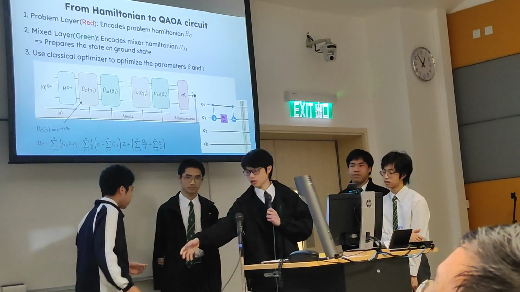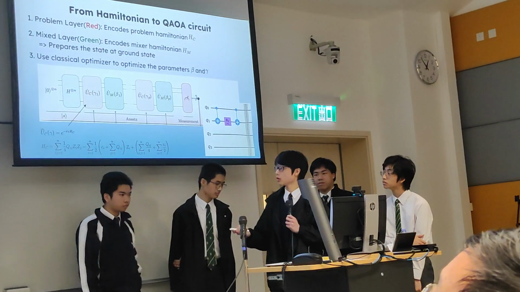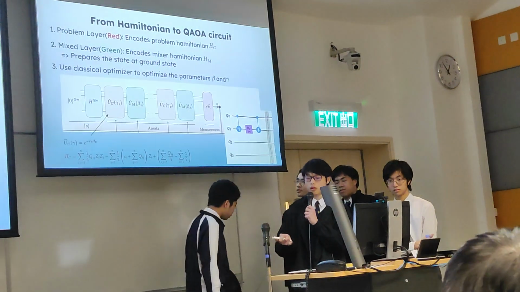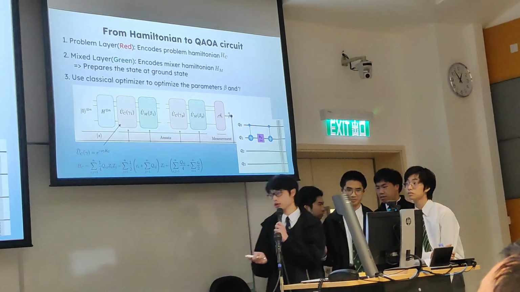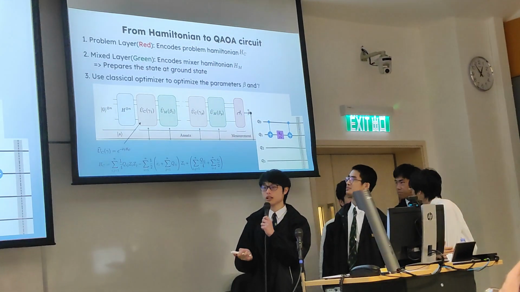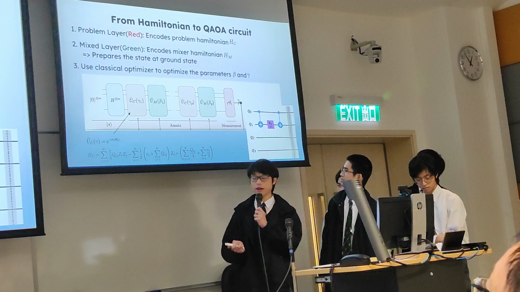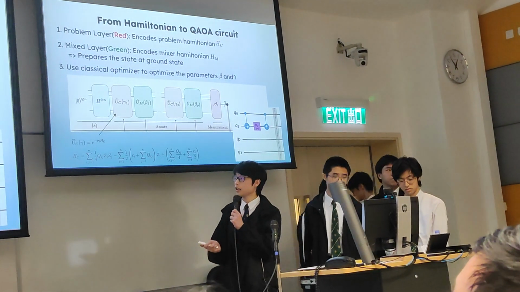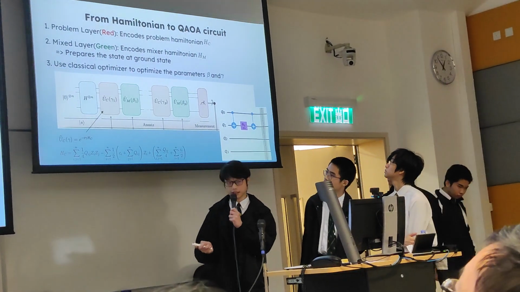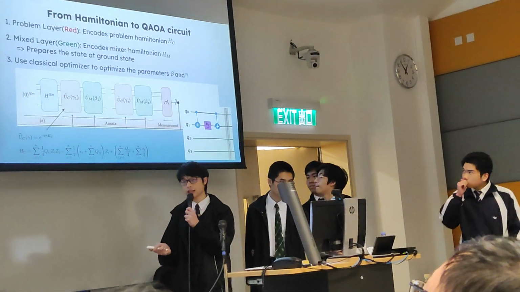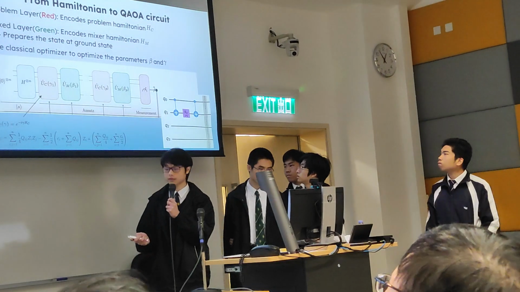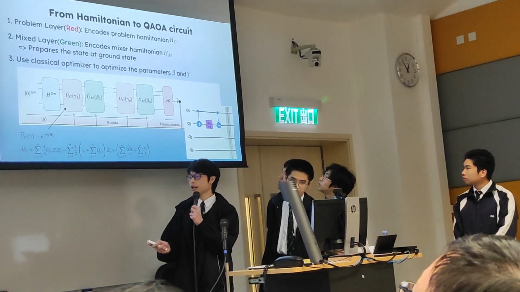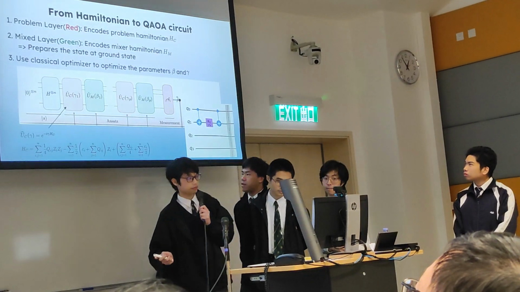After the quantum states are prepared using the Hadamard gates here, we first have the mixer layer, which encodes the simpler mixer Hamiltonian HM. Then we have the problem layer, which encodes the more complicated problem Hamiltonian HC. Note that HC is also the cost function of the Max-Cut problem that we derived in previous slides. This process is repeated p times, and finally we can do the measurements.